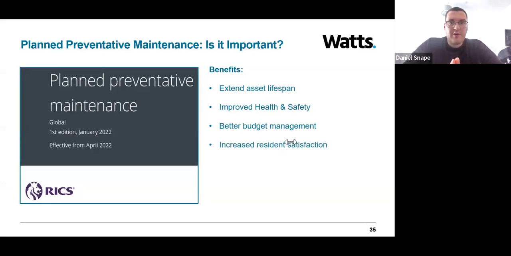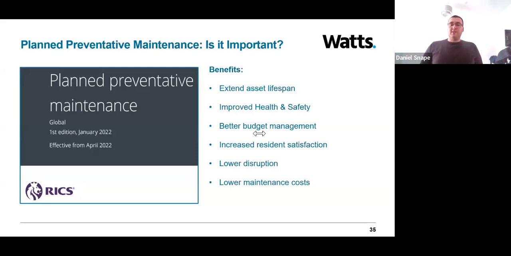Increased resident satisfaction is another thing that I think is an important part of planned preventative maintenance. So it can result in lower disruption. Major works can be avoided. Residents can be given a heads up well in advance of the works that are likely going to be undertaken that year. Obviously, that can result in lower disruption for residents living in the building.